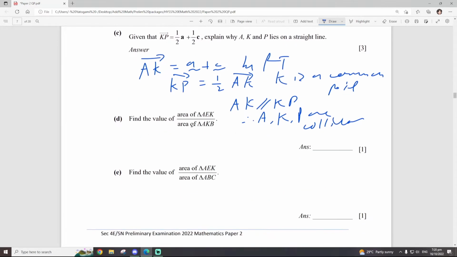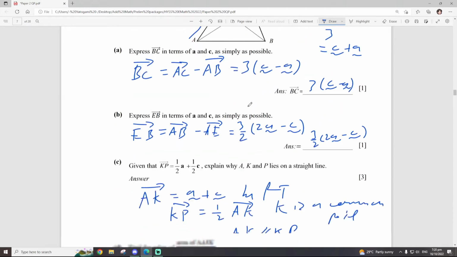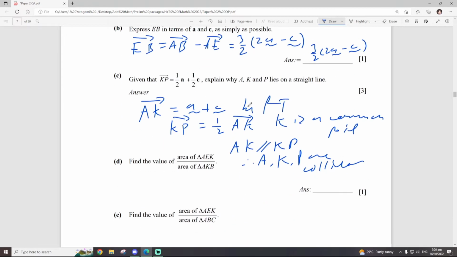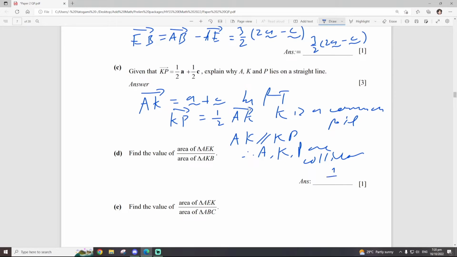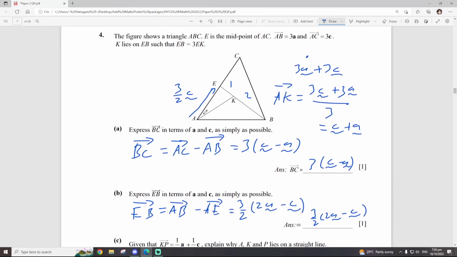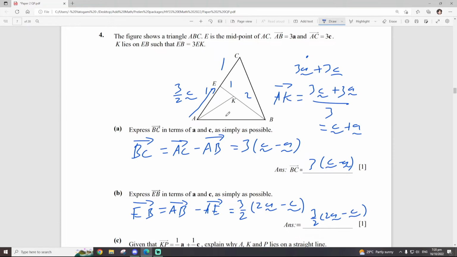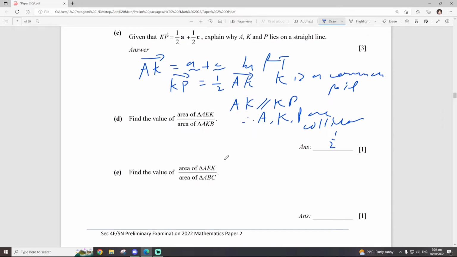Okay, find the value of the area of AEK to AKB. AE, so that would be a common height. You will see that they share the EB, so you're just comparing the 1 and the 2. So that will be AEK, okay, so that is half. Now find the area of AEK to ABC. Remember, this one is also 1, and this is also 1, because E is a midpoint. So AEB as a whole is actually half of ABC. So AEK is 1/3 of that, so that would be 1 over 6.